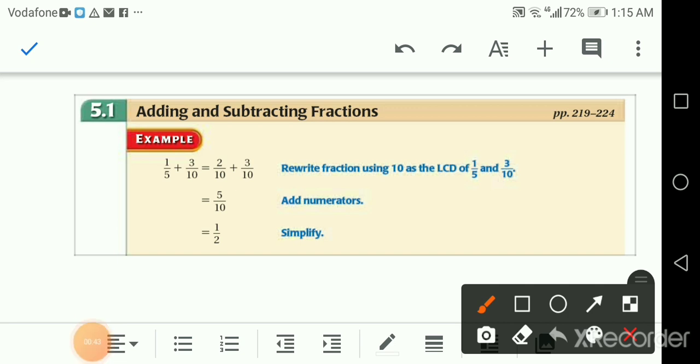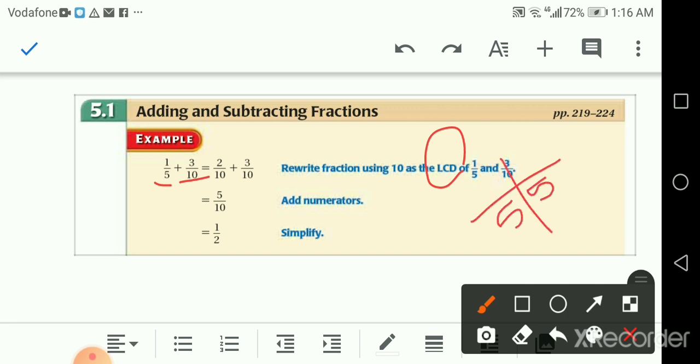So, as you see here, I have 1/5 and 3/10. How can I get the common denominator? By getting the LCD, which is the lowest common multiple. Okay, so 10 and 5. How can I get the lowest common multiple between them? It's easy. We have here 5.